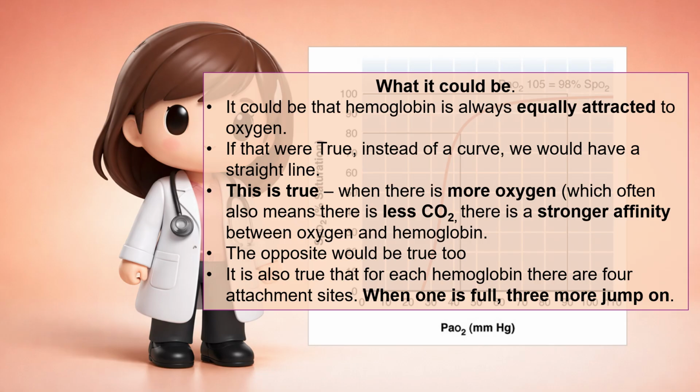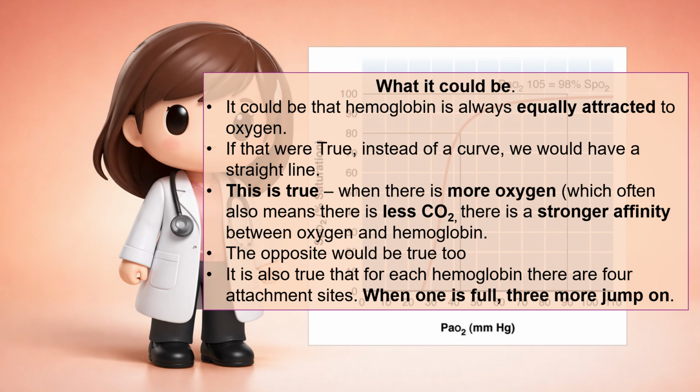And that actually is what we want to have happen. And again, for this S-shaped curve, when one jumps off, 4 total will jump off. All right? So 2 big parts here. One is where the hemoglobin is in a neighborhood where there's a lot of oxygen, there's a strong affinity. Where there's a lot of oxygen, there's probably only a little bit of CO2 also, or less CO2. And the opposite is true also.